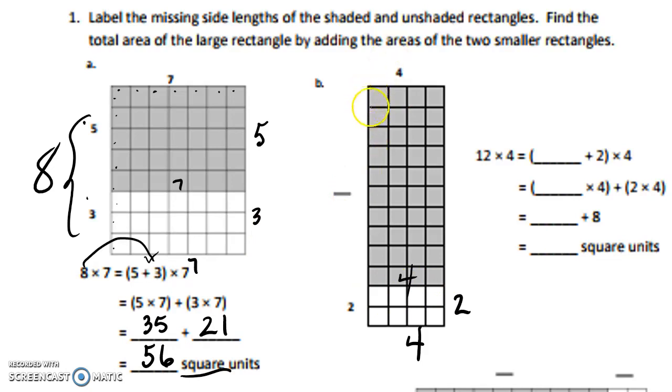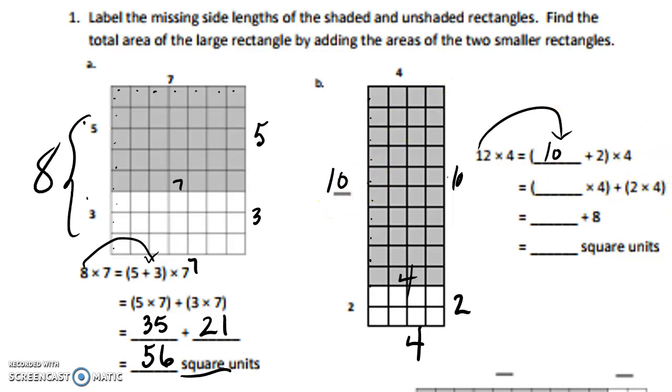So we're counting this edge. We're not really counting the whole square. We're counting the edge. So we've got 1, 2, 3, 4, 5, 6, 7, 8, 9, 10. Means this side's 10. All right, so the problem we're solving is 12 times 4. That makes sense because 10 plus 2 is 12. We've got 4 across. So, like I just said, in here we're renaming 12 as 10 from here plus 2 from here times 4. Now here's where we show the shaded multiplication sentence and the unshaded.